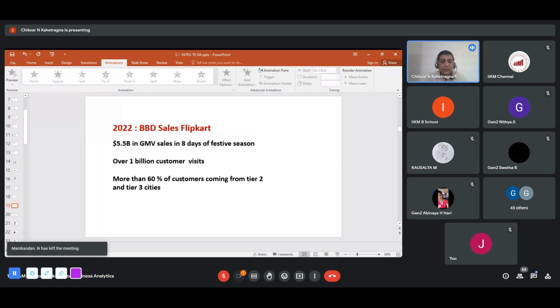5.5 billion in GMV sales in 8 days of festival season sale. 8 days. This is what India buys, right? And you people are so lucky that we are in an economy which is doing very well. USA is in deep trouble. You would have seen all the jobs where people are being sent home. It can be Tesla, it can be Twitter, it can be even Sundar Pichai, Google, send people home.